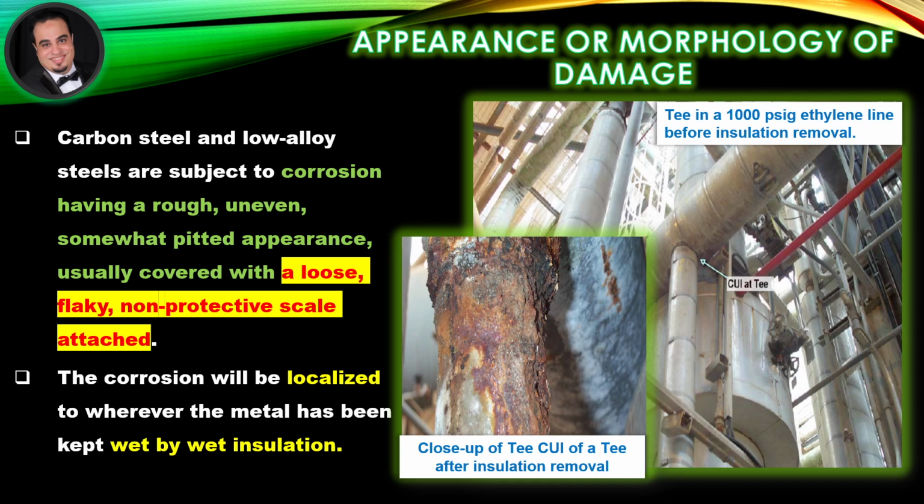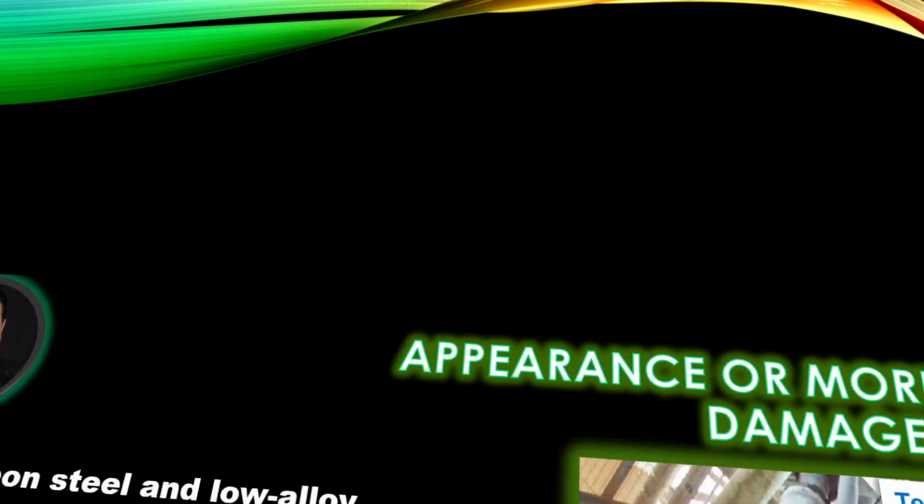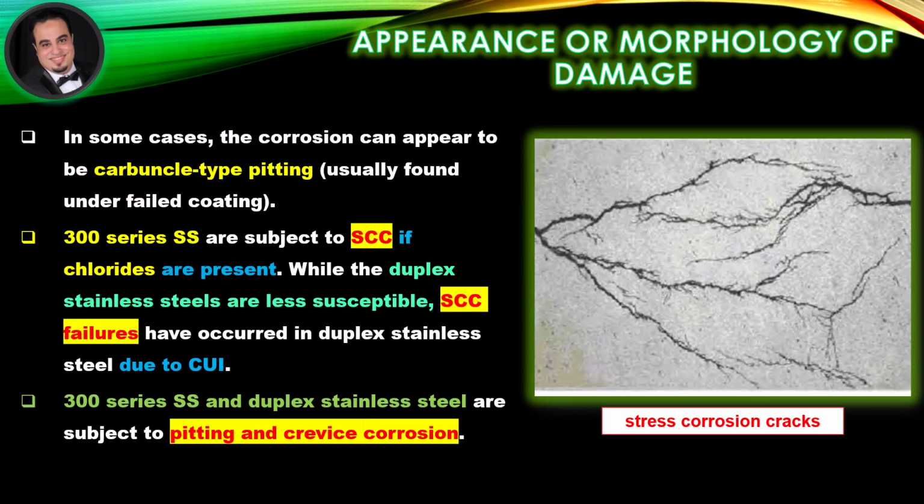T in a 1000 psig ethylene line before insulation removal, and close-up of T corrosion under insulation of a T after insulation removal. In some cases, the corrosion can appear to be carbuncle-type pitting, usually found under failed coating.